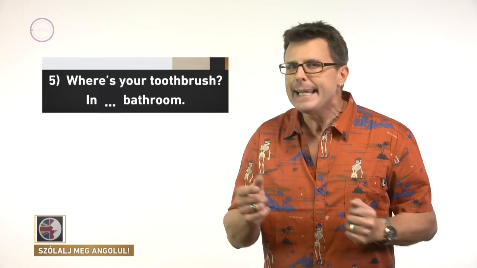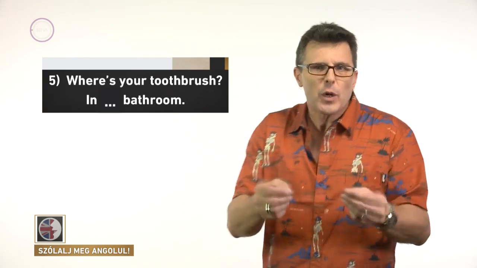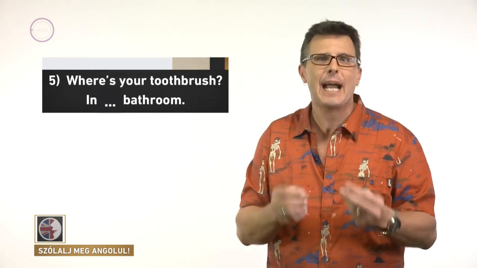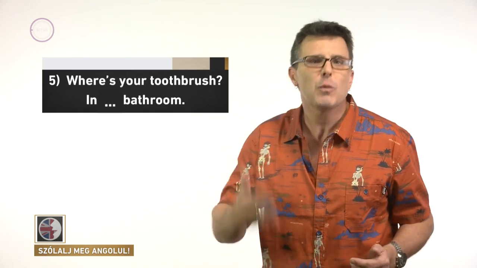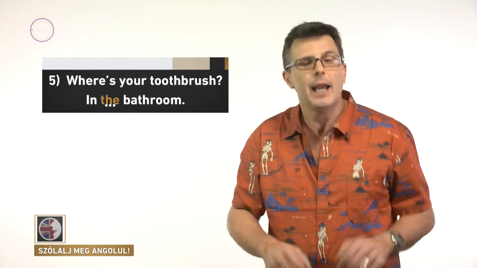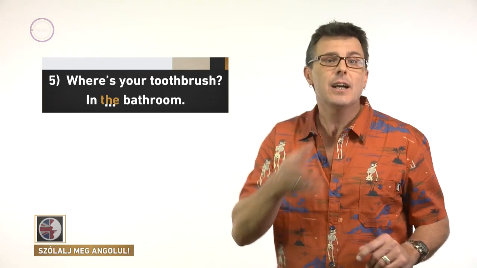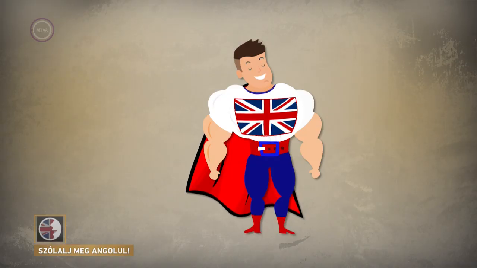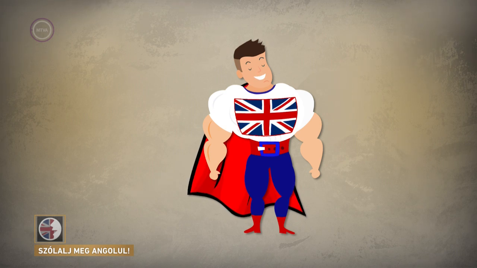Good! And now, number 5, the 5th question. Someone's asking a question about your toothbrush. And the answer? Is it the definite or indefinite article? Well, it's the definite article, isn't it? We're talking about the bathroom in this house or flat. We all know which bathroom we're talking about, so we use the definite article, the. Where's your toothbrush? In the bathroom. Great! Onwards to glory, gods of English!